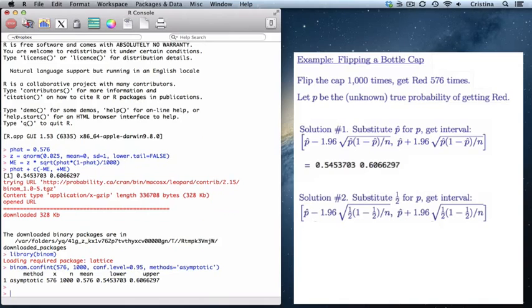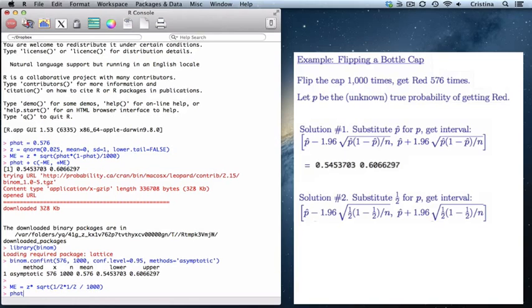The second method you learned was more conservative. It was achieved by letting p equal a half in the confidence interval formula. We need only change our margin of error to reflect this. So we will redefine ME to equal z times the square root of a half times a half over 1,000. And again, our confidence interval is p hat plus or minus the new margin of error.